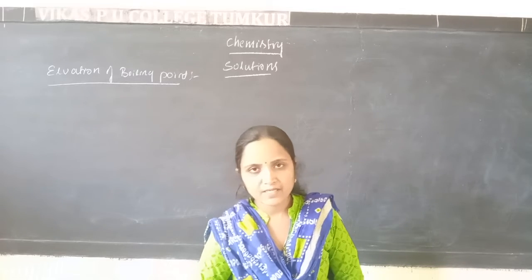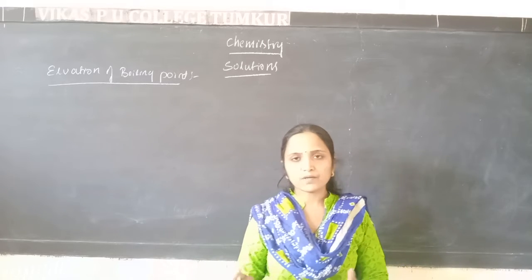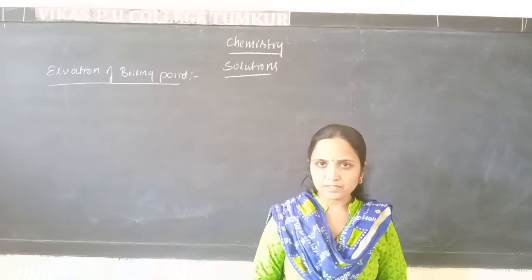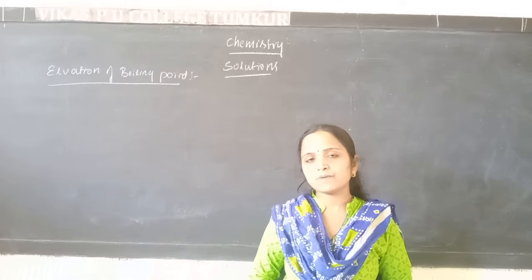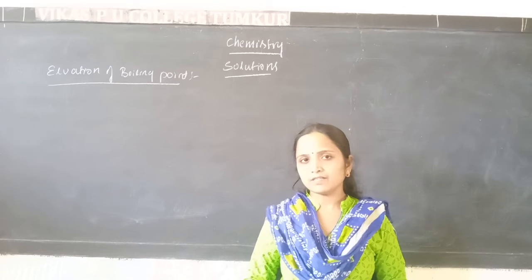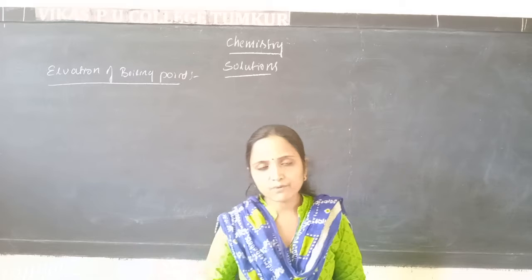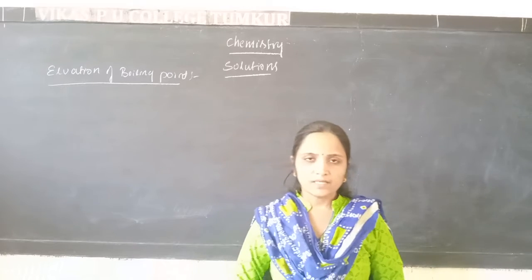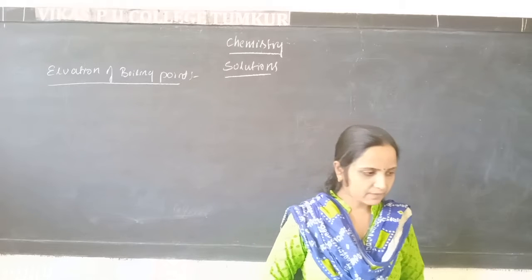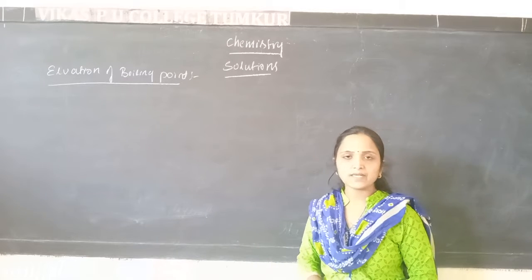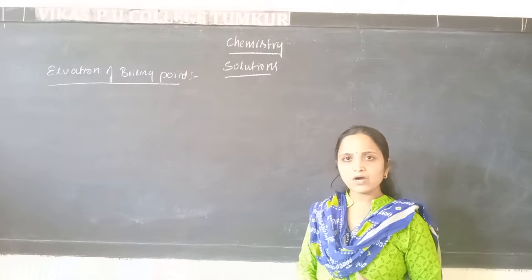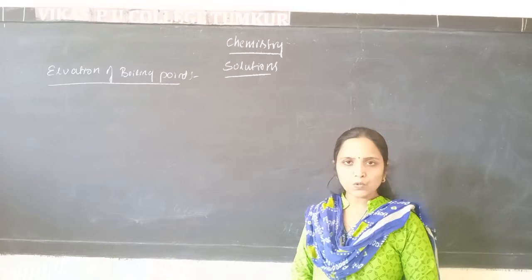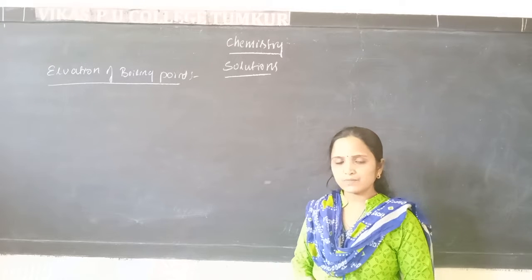Boiling point of a liquid, how do we define it? The temperature at which the vapor pressure of the liquid becomes equal to the atmospheric pressure. That is what we call the boiling point of a liquid. The boiling point of a liquid is defined as the temperature at which the vapor pressure of the liquid becomes equal to the atmospheric pressure.